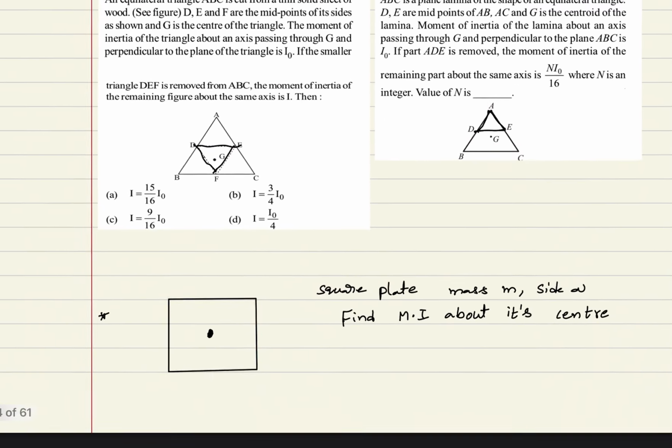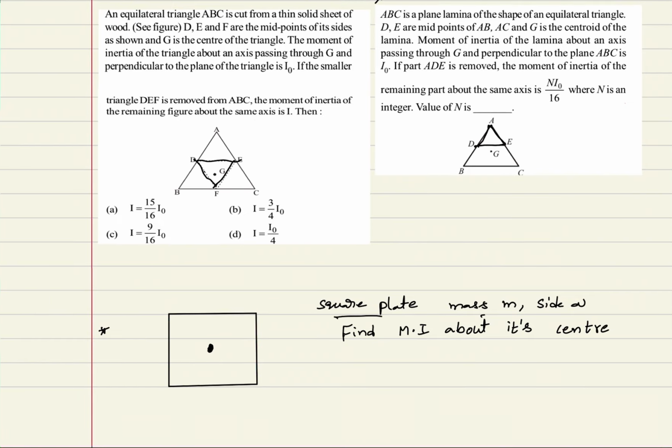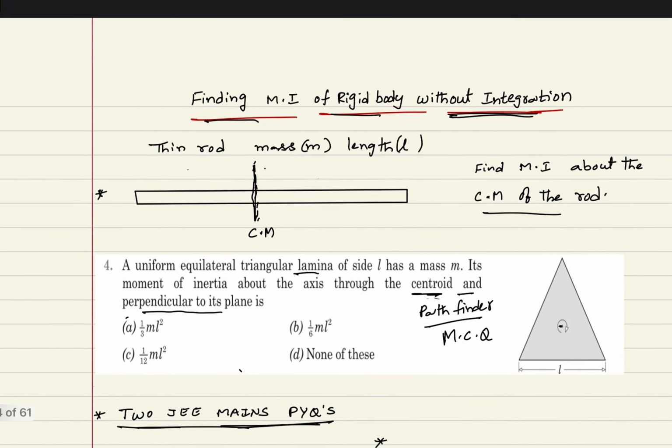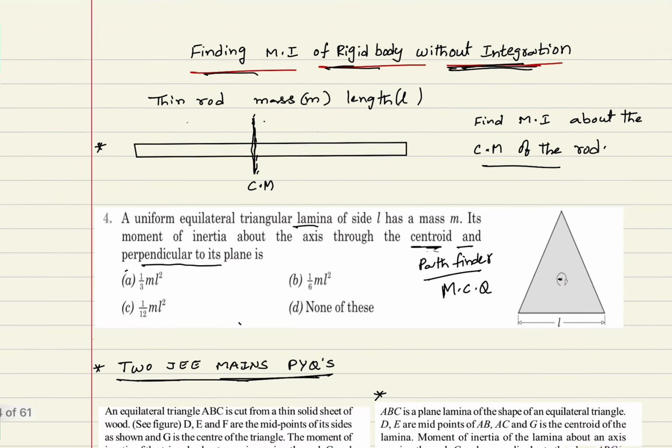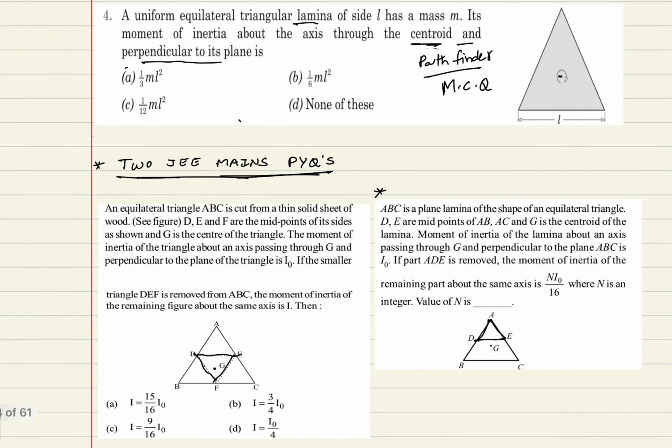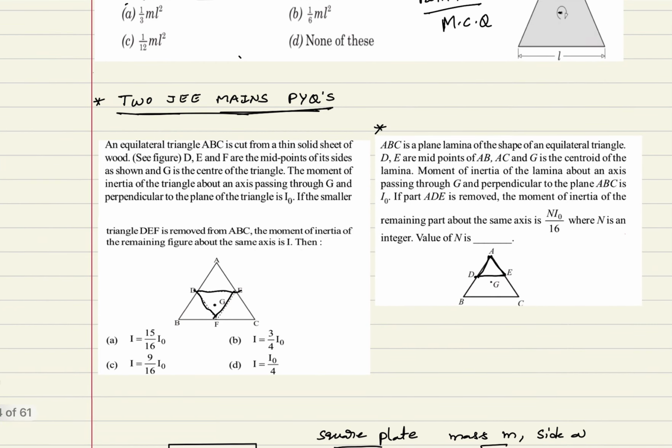And the third one is a square plate having mass m, side a, about its center of mass. These three questions I am going to do without integration. Also, I have taken two previous year JEE Mains questions like this.